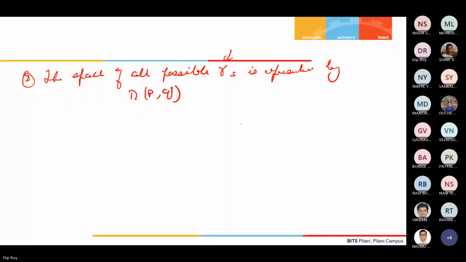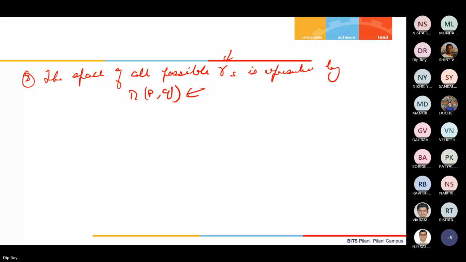Now we are interested in a combination that results in the shortest distance. That is the combination that we are interested in. So amongst all the valid plans in pi of P and Q, we want one that minimizes the total cost.